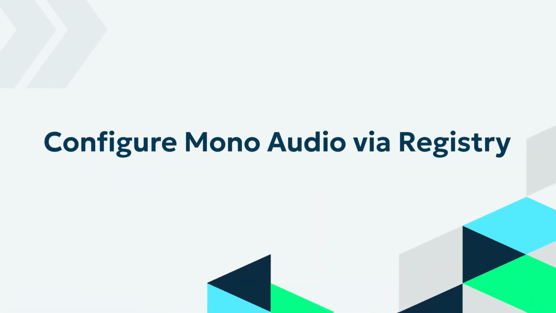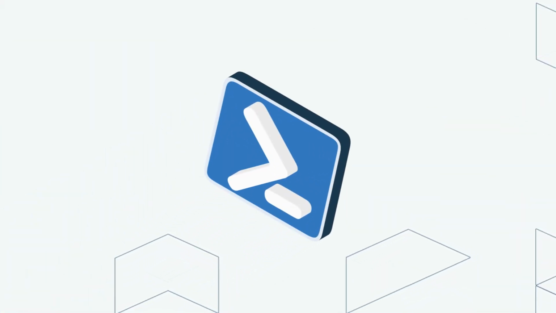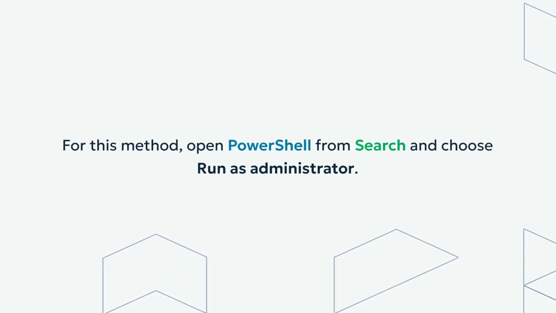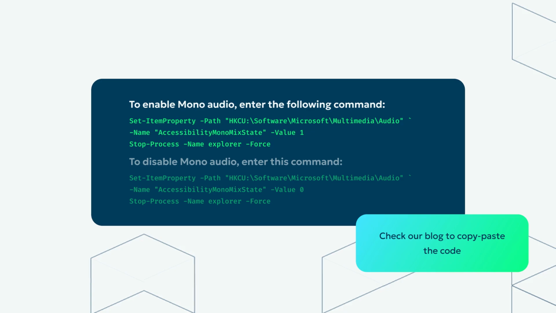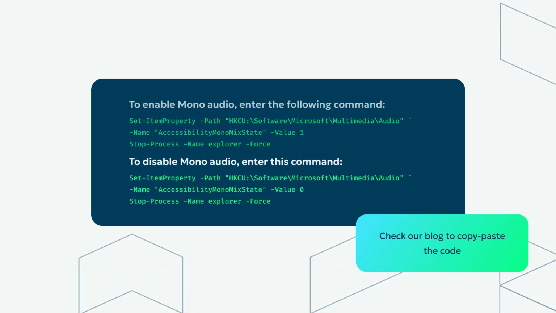Method 3. Configure mono audio via a PowerShell script. PowerShell helps automate tasks and manage software deployment. For this method, open PowerShell from Search and choose Run as Administrator. To enable mono audio, enter the following command. To disable mono audio, enter this command.